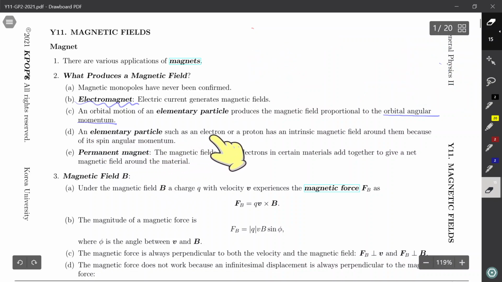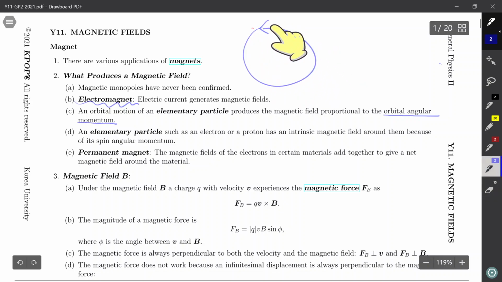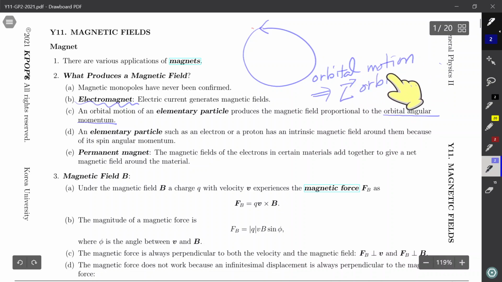An elementary particle such as an electron or proton has an intrinsic magnetic field around it because of its spin angular momentum. The motion of particles generates an orbit. The angular momentum related to this orbital motion is called the orbital angular momentum.